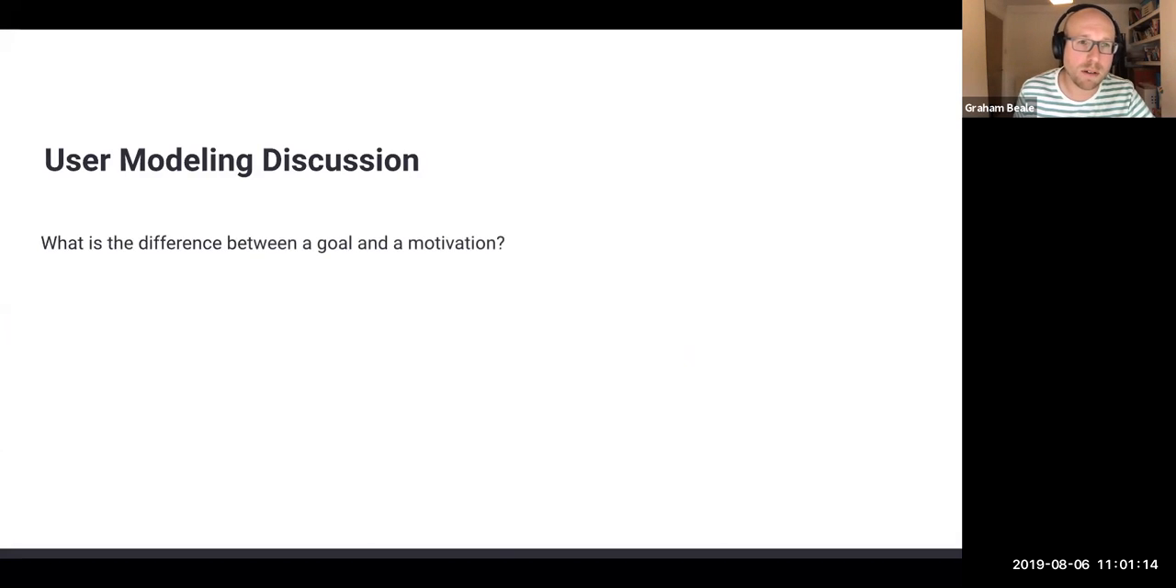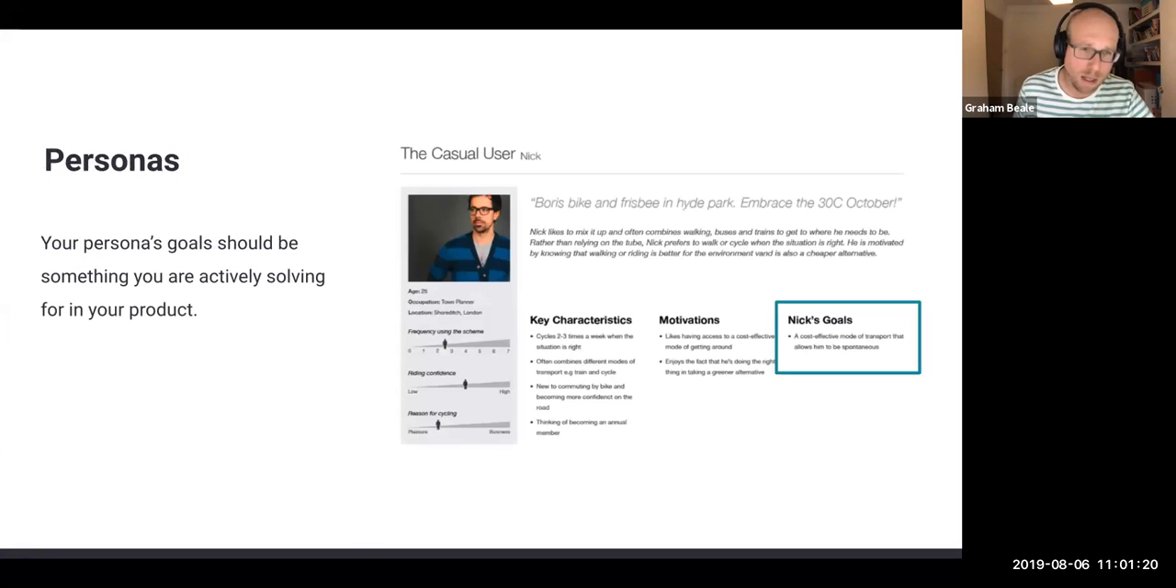So we're going to look at personas. We're going to give some examples of some personas here. So here's some personas where you can see this is Nick here, and they've labeled him as the casual user. So maybe his use is infrequent. Maybe he comes once in a while to use this product or attend this library, whatever that service is. And you can see clearly here the goal of that persona is written there. So Nick's goal there is a cost-effective mode of transport that allows him to be spontaneous.